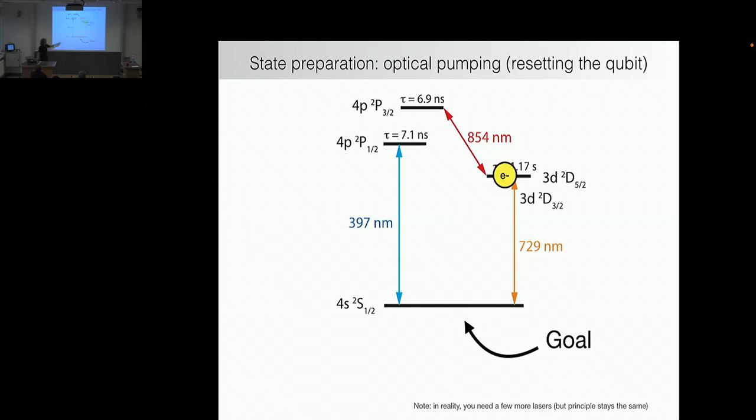If it was up here, however, we just shoot a laser into this short-lived state, and then the electron is like, oh no, I don't want to stay here. I come down, and it scatters a photon, actually red this time. No, it's not red, it's also blue. It's also blue, and this will actually reduce the entropy of the system. In fact, in reality, you need a few more, because there's a few more orbitals, but I need 3 more lasers actually to do this, but the principle is the same. So I can initialize.